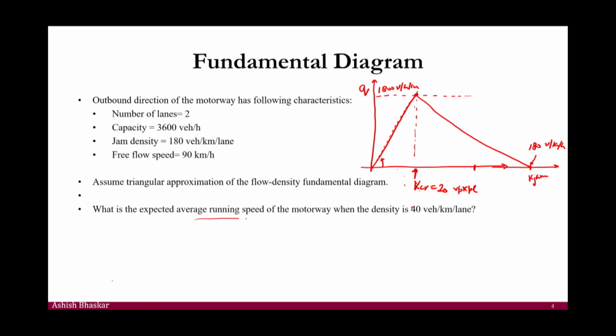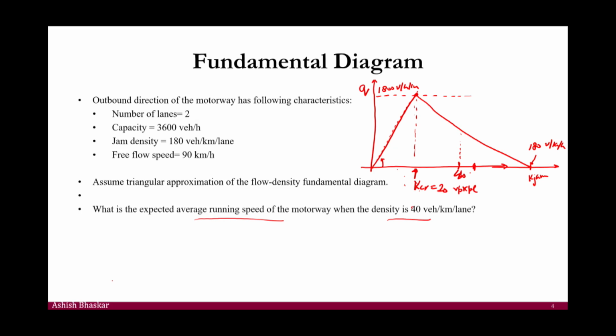What is the expected average running speed when the motorway density is 40? So the density was 40 here, let's say twice of this. What is the average running speed at that time? So you want to know the speed when the density was 40. 39.375. Okay, I have not solved the question myself.